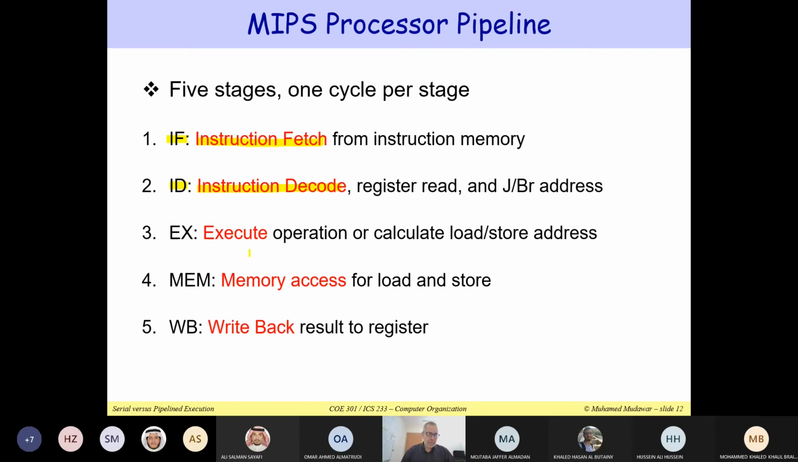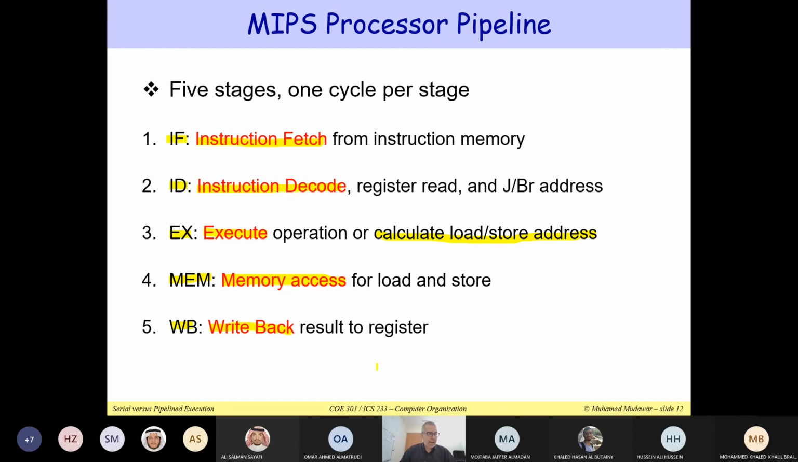And the third stage, which is called the execute stage, we execute the instruction. But if the instruction was load or store, we can use this execute stage to calculate the load store address. The fourth stage is called the memory stage. We use it to access the memory. That's the memory access stage for load and for store. And the last stage is called the write back stage. This is when we write back the result into the destination register. So these are the 5 stages of the pipeline.